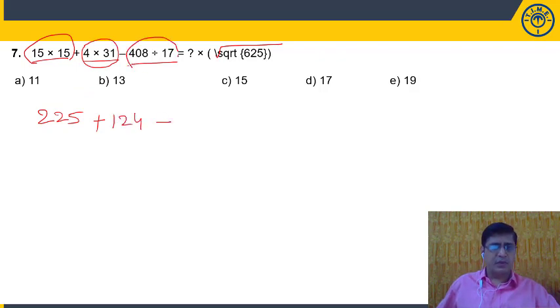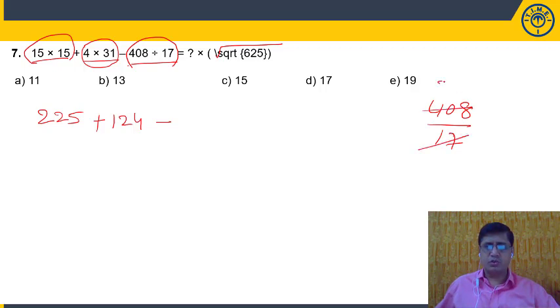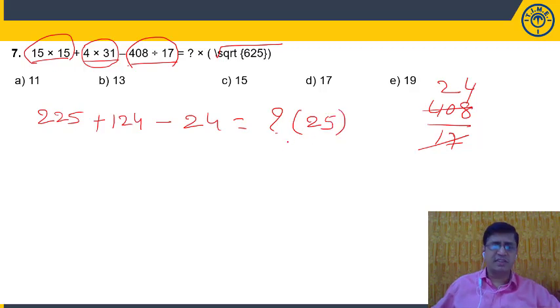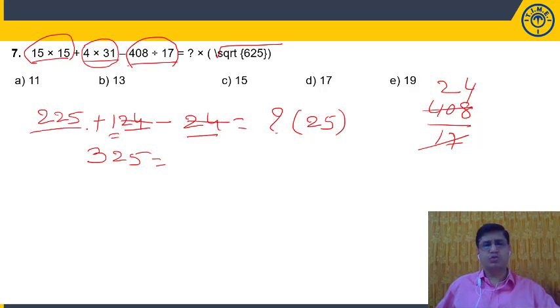Now, what is the result of this one? 408 by 17. 17 goes how many times? 2 times is 34, and 4 times. So what is the result? 24. This is equal to question mark into the square root of 625. The square root of 625 is 25. Now 124 minus 24 means 100, and 100 plus 225 is 325. So 24 gets cancelled.